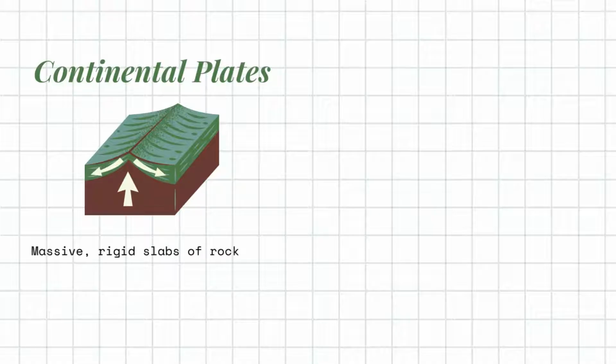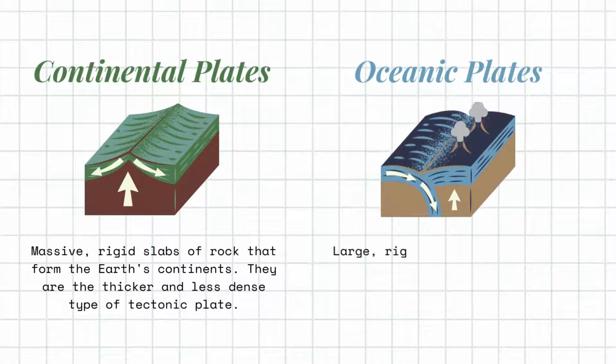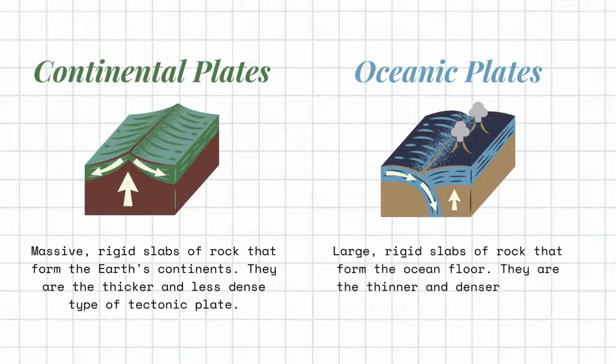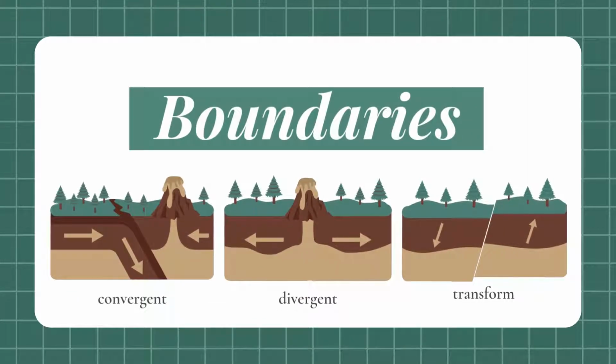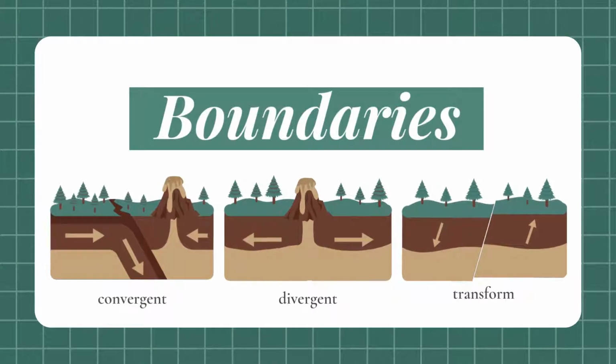So starting with the tectonic plates themselves, you have continental plates, which are massive, rigid slabs of rock that form the Earth's continents. They're thicker and they're less dense. Versus oceanic plates, which are large, rigid slabs of rock that form the ocean floor. They're thinner and they're denser. And these plates are always moving. Movement is driven by convection currents in the mantle, where hot material rises and cooler material sinks. And the ways that these plates move in relation to their neighboring plates are classified as distinct boundaries.